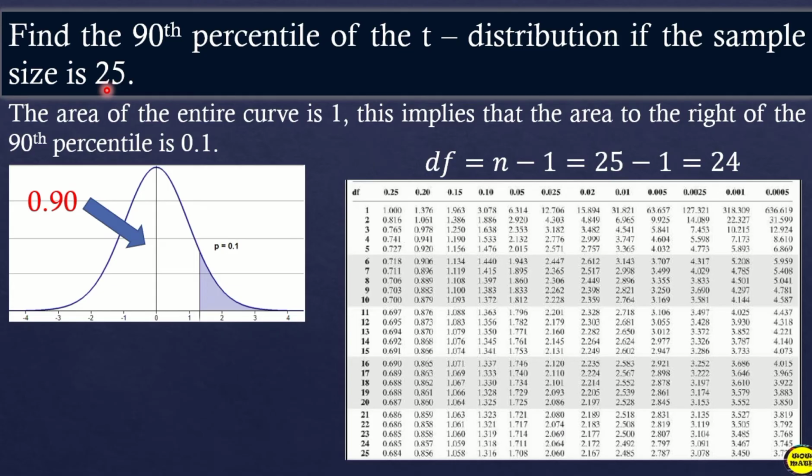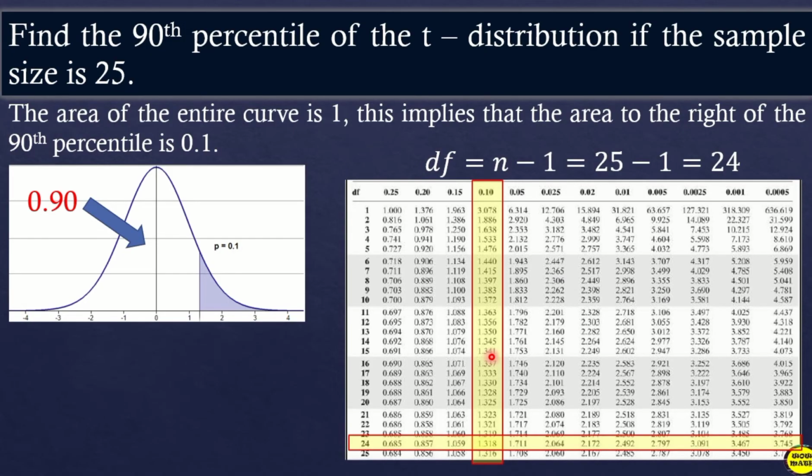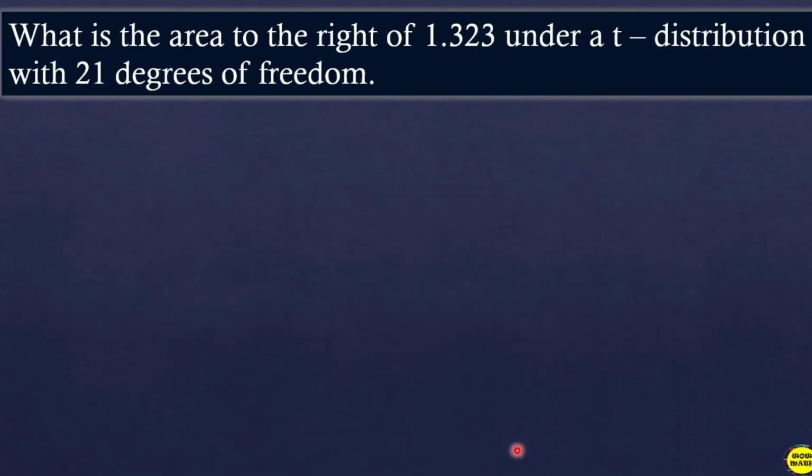So, using the t-table, tingin tayo sa area in the right tail of T distribution sa 0.1. So, hanapin natin yung 0.1. So, ito yon 0.1 or 0.10. Okay? And then, the degrees of freedom is 24. So, 24. So, therefore, yung value natin is 1.318. So, the 90th percentile is 1.318.